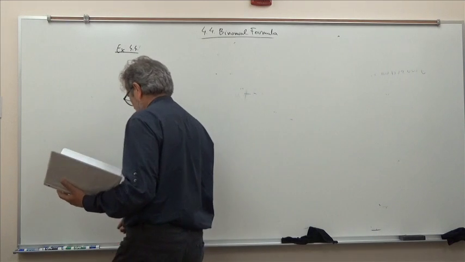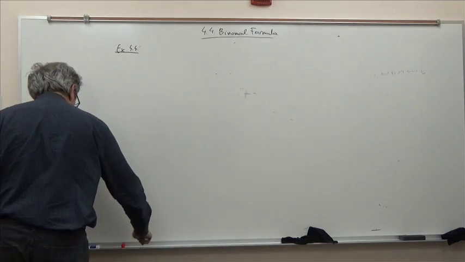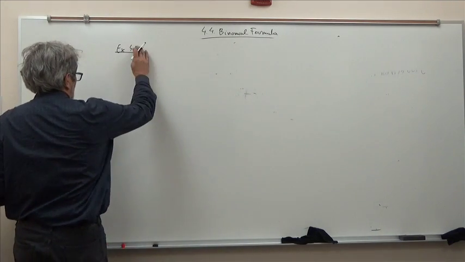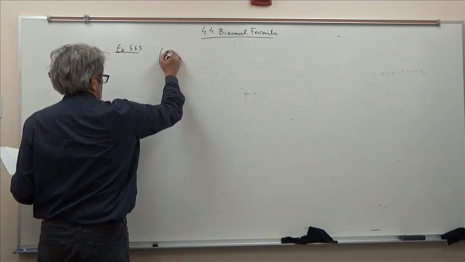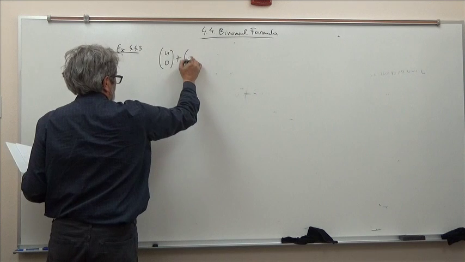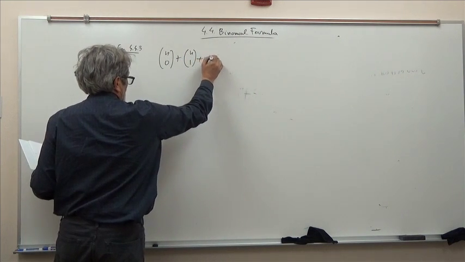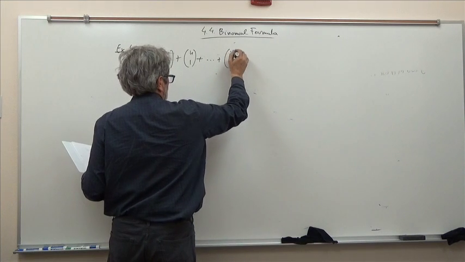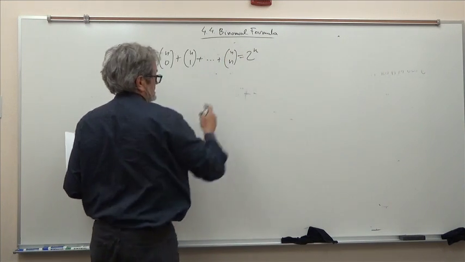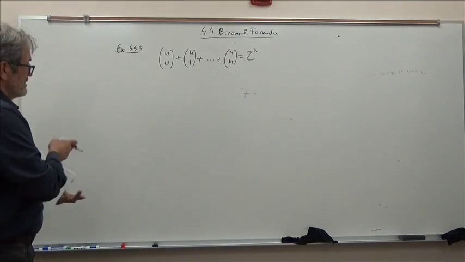So here it is, example 443. I ask this one quite often on exams, or a variation of this one. Here's the property. If you add up the numbers from the same row in the Pascal triangle, you get 2 to the n. So what is this telling me?